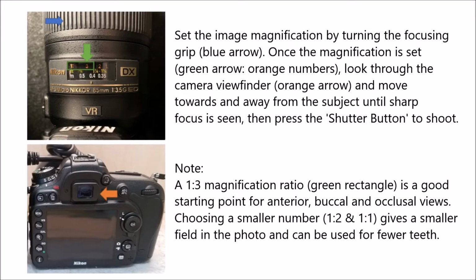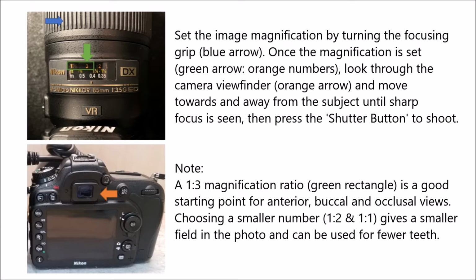Set the image magnification by turning the focusing grip, blue arrow. Once the magnification is set, green arrow with orange numbers, look through the camera viewfinder, orange arrow, and move towards and away from the subject until sharp focus is seen. Then press the shutter button to shoot.